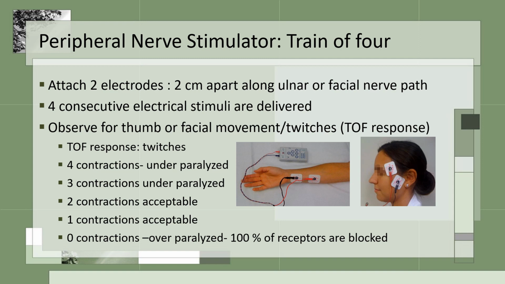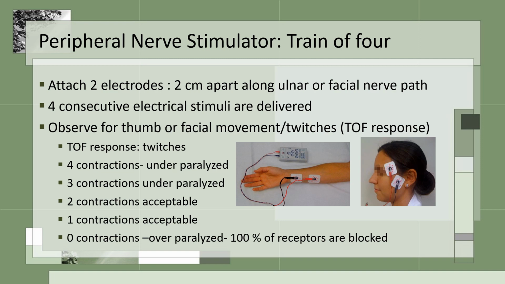So if they deliver 4 electrical stimuli and there's 4 contractions, they are under paralyzed. If they deliver 4 electrical stimuli and there are 3 contractions, they are still under paralyzed. If they deliver 4 electrical stimuli and there are 2 contractions, this is acceptable. And if they deliver 4 electrical stimuli and there is 1 contraction, this is also acceptable.